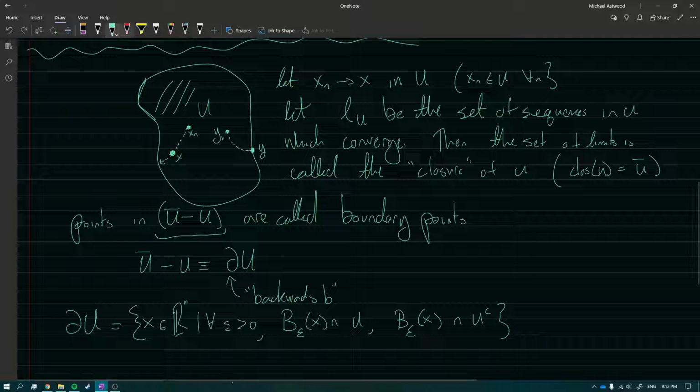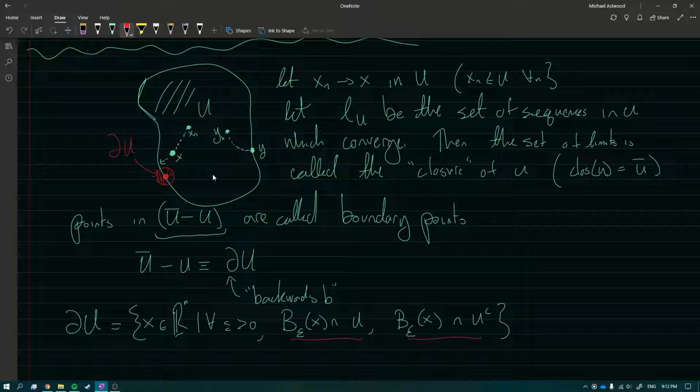So here's the idea. If you have some point on the boundary, you can always draw some circle around it, and the circle is going to intersect the outside and the inside. So this is the inside and this is the outside. These points are called boundary points. These points are called the interior points. And the whole thing is called the closure. So U bar is the interior of U unioned with the boundary of U.